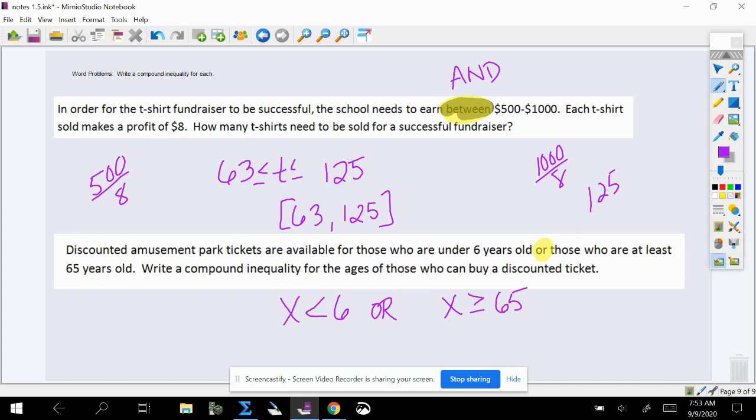So that's the end of 1.5. So now you should be comfortable writing single inequalities, and you should be comfortable writing compound inequalities. You should be able to work pretty fluently between set notation, interval notation, and a graphing approach.